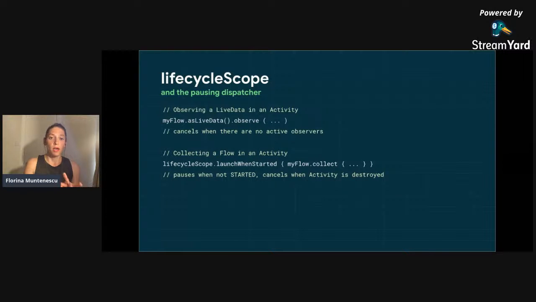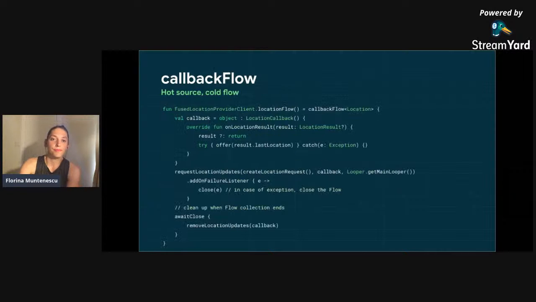The second one uses a pausing dispatcher, which pauses execution when the activity is not started, but only cancels the coroutine when the activity is destroyed. This is stated in the documentation, but to be honest, it tripped me up when I first used it, and I have to go back to the documentation from time to time. If the flow can handle back pressure, that's not a problem, but not all flows are created in the same way. So let's see an example of this.